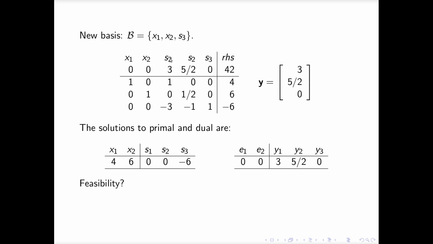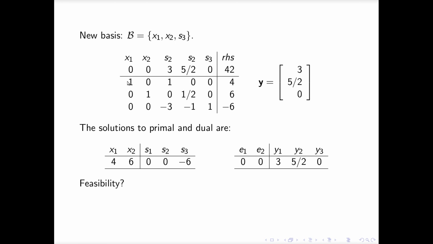Oh, I see another typo. I must have been half asleep when I was typing these up. Okay, this should be S1, S2, S3. So this is 3, 5 halves, and 0 for my primal. If I look to E1 and E2, I get zeros for those two.